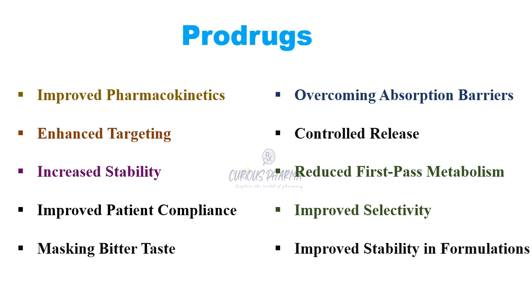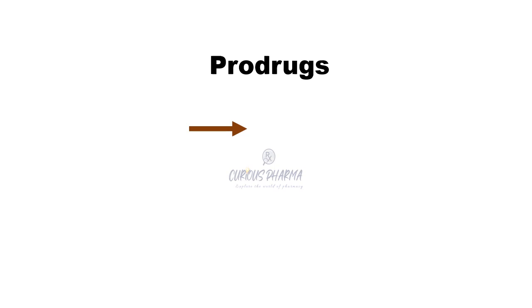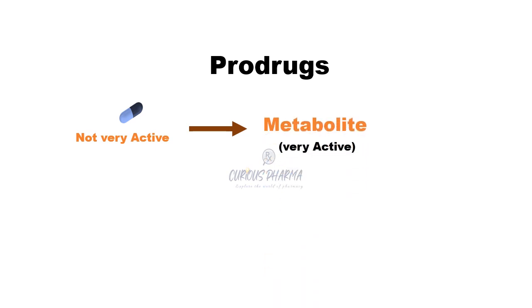So let's understand more. Here you can see that a not very active or inactive drug molecule, when you administer it orally, becomes an active metabolite. Here you can see the example of procainamide. When procainamide is administered, it is rapidly absorbed into the bloodstream and distributed throughout the body, including the heart. It binds to sodium channels in the heart, which reduces the entry of sodium ions into the heart cells and slows down the electrical activity in the heart.